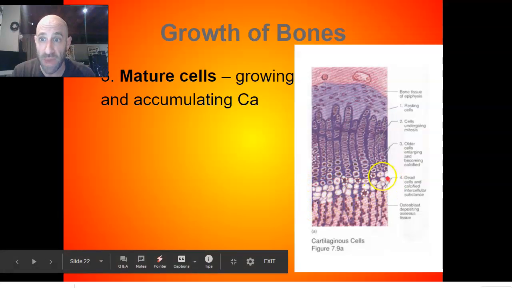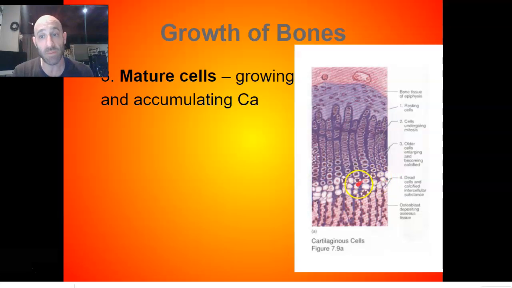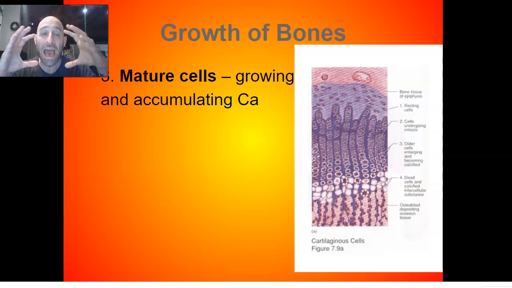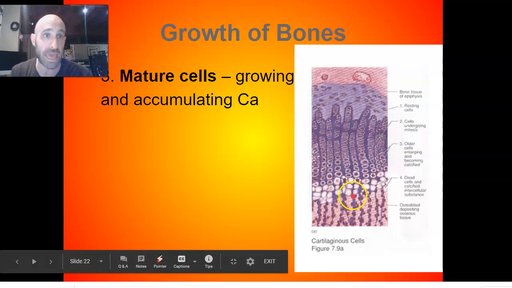You're seeing a thin band of empty rooms. It's sad, but these are the empty lacunae that get left behind by the dying chondrocytes. So these chondrocytes die, and when they die, they expand, and when they expand, they push the cell outwards, and you get these open rooms that get left behind.